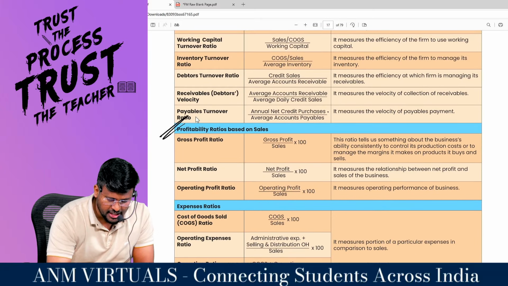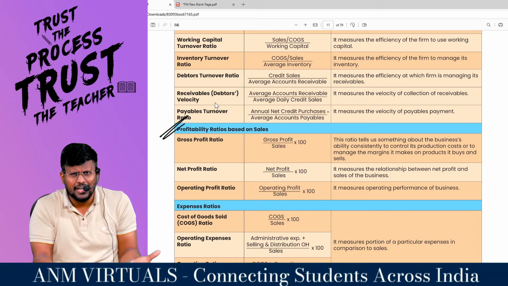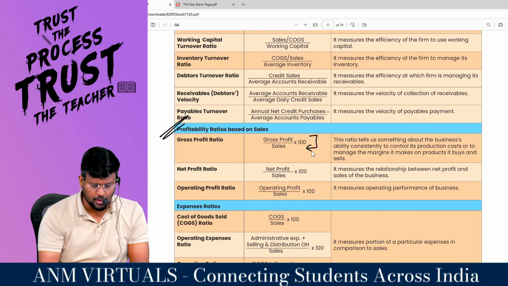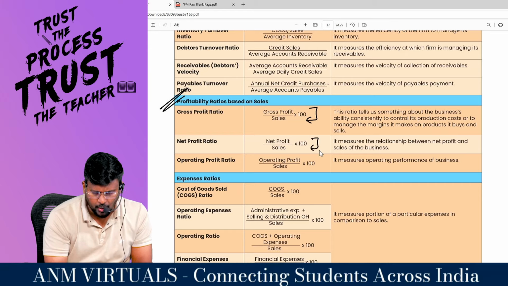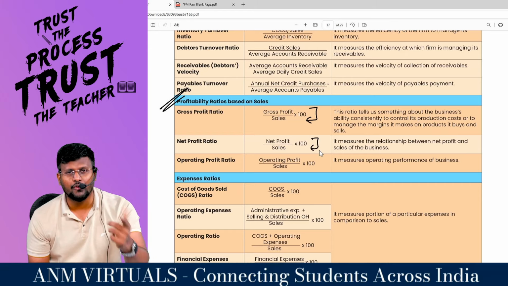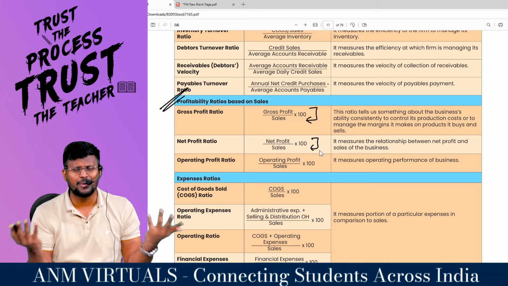The next family is profitability ratio. Profitability ratio will come from the P&L account, right, sir? GP ratio is equal to GP divided by sales into 100. NP ratio is equal to NP divided by sales into 100. Operating profit means EBIT. So operating profit divided by sales into 100. That's it. Profitability ratio also done.